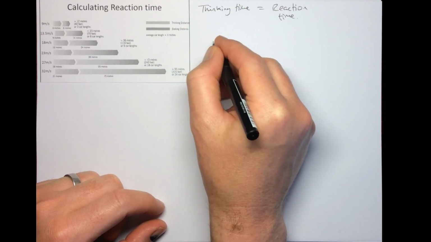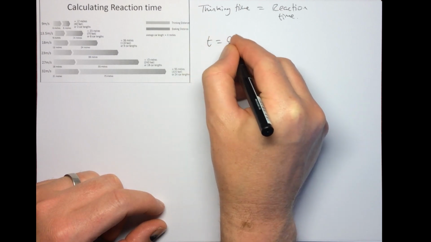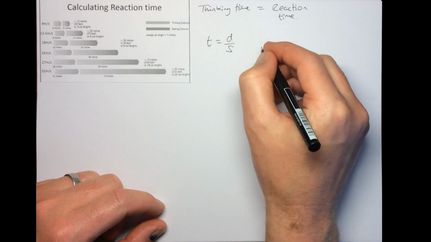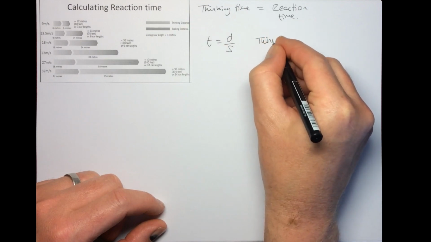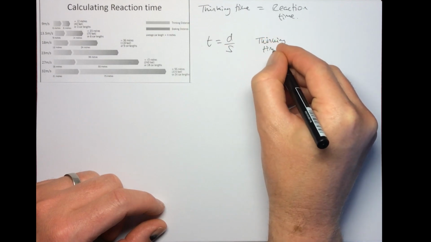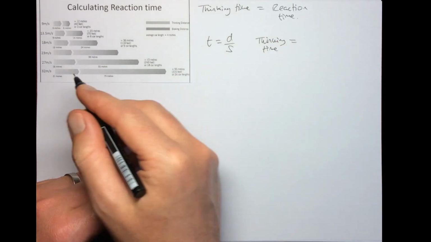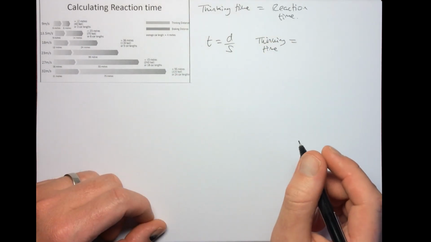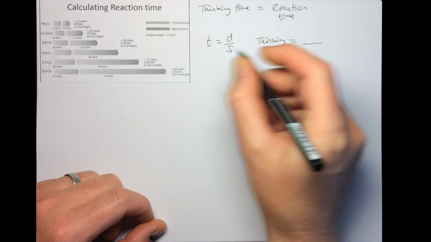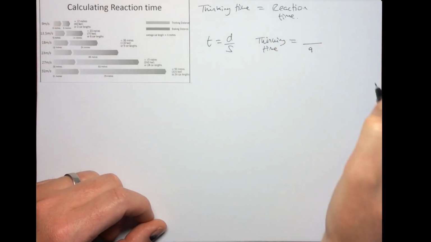So we need an equation. So time, if you remember, is equal to distance over speed. So your thinking time is equal to the distance divided by the speed. Now, let's do this for a speed of 9 meters per second first. So there's your speed. It's got to be in meters per second if we want the time in seconds.